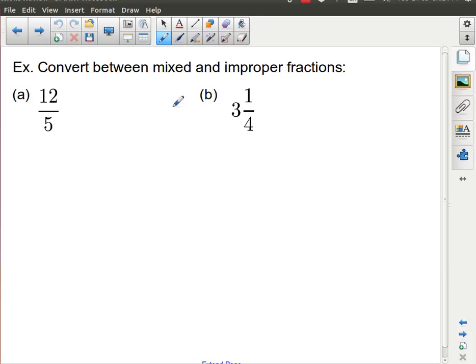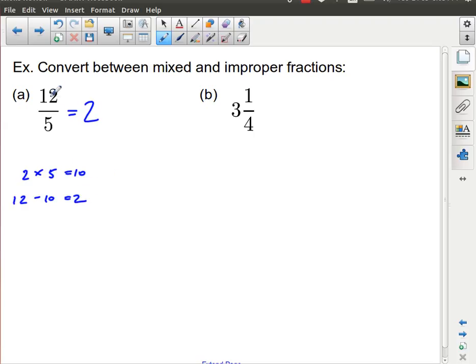So let's take a look at our first one here, working between mixed and improper fractions. So my first example, part A here, I have an improper fraction. So in order to convert this into a mixed fraction, we ask ourselves, what number of times does 5 divide evenly into 12? So some simple mental arithmetic. 5 divides evenly into 12 two times, because 2 times 5 is equal to 10. And then, well, what's left over from that? 12 minus 10 is equal to 2.